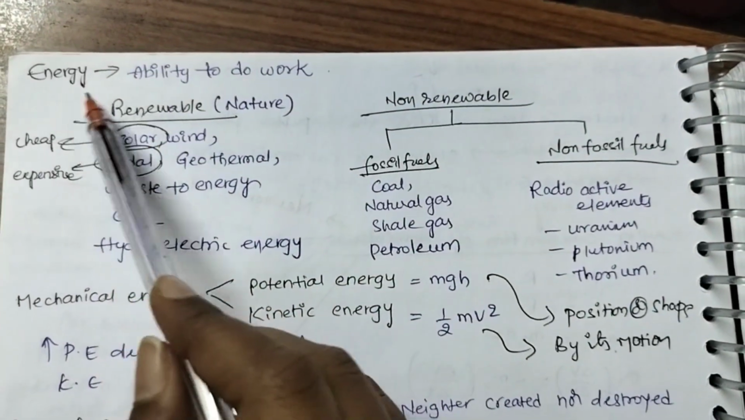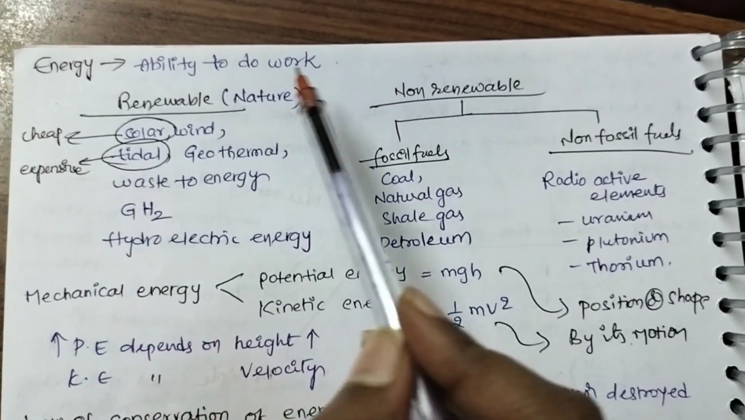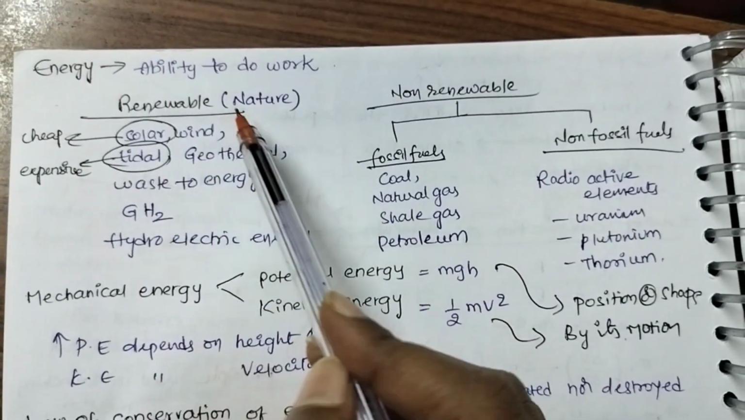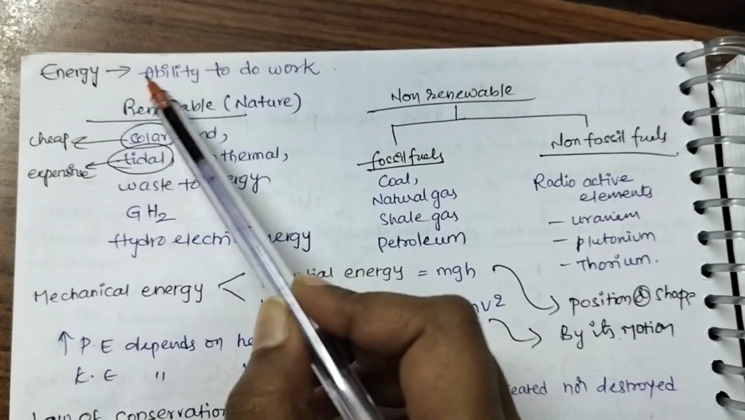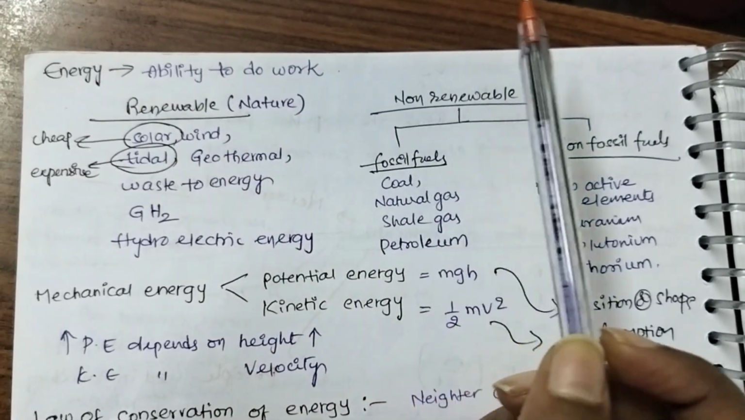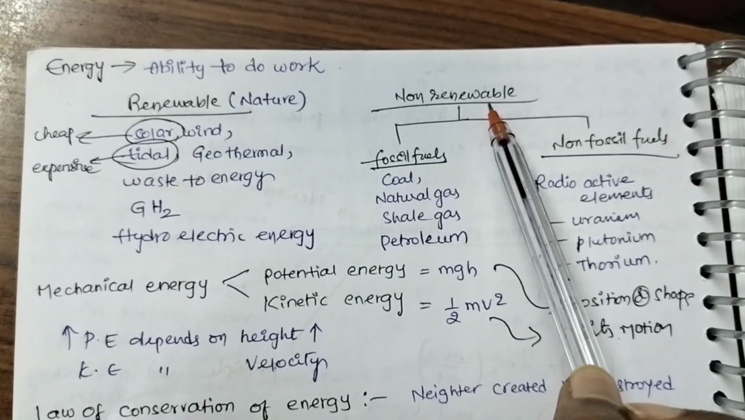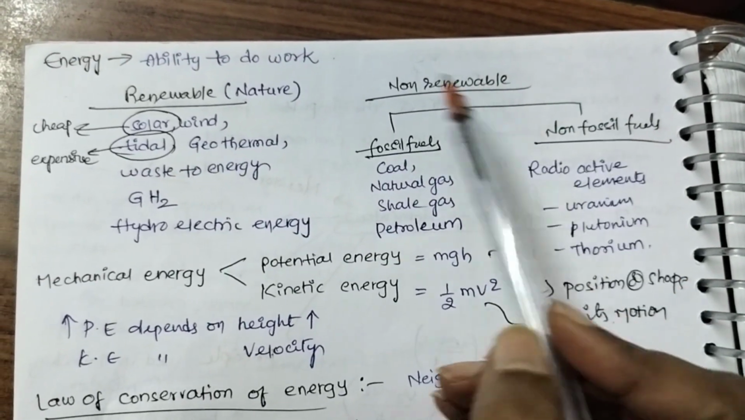Next topic is energy. What do you mean by energy? Ability or capacity to do work is called energy. Energy is of two types: renewable energy and non-renewable energy. Renewable energy means which is directly available in nature, whereas non-renewable energy we are getting to some extent only.